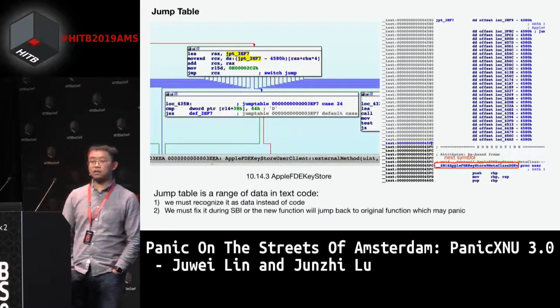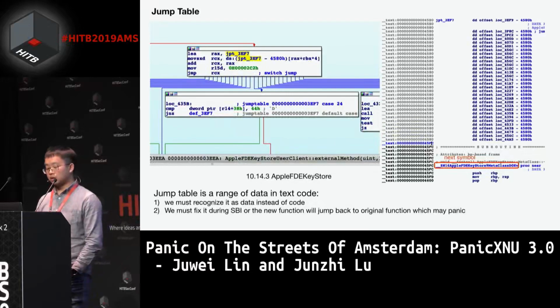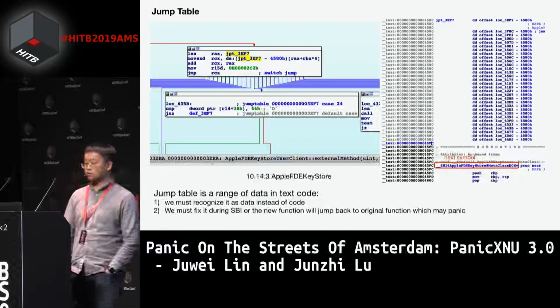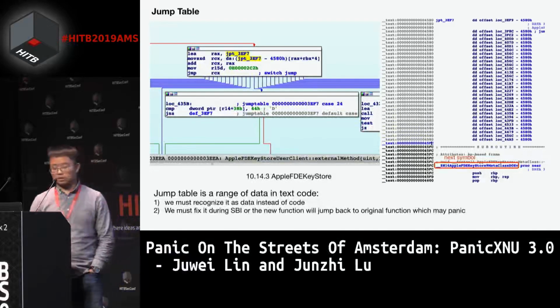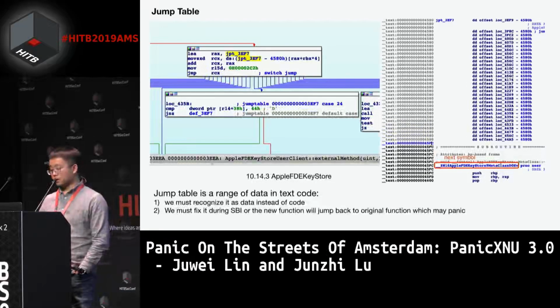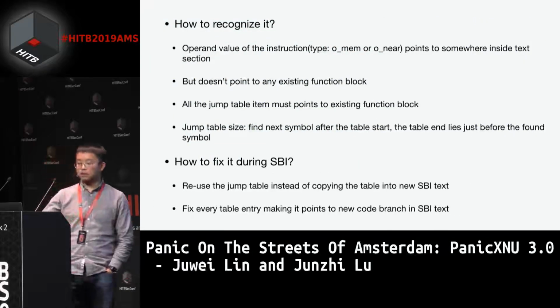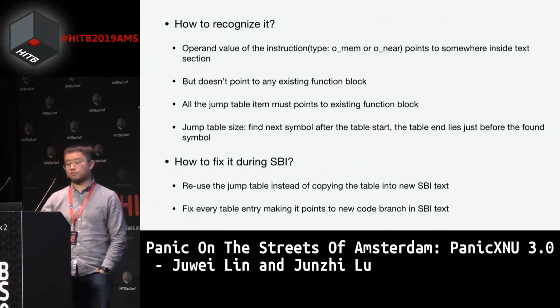It locates inside the text section, but it doesn't belong to any basic block. Then we check every entry inside this jump table to see if all of the entries jump to the existing basic blocks. If yes, we take it as a jump table. Okay, how to recognize it? And how to fix it during the SBI?